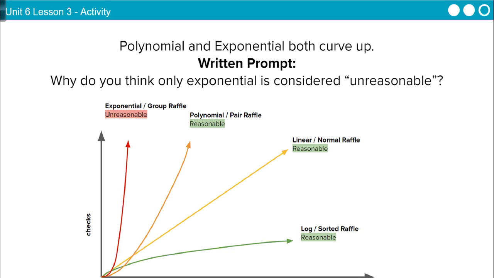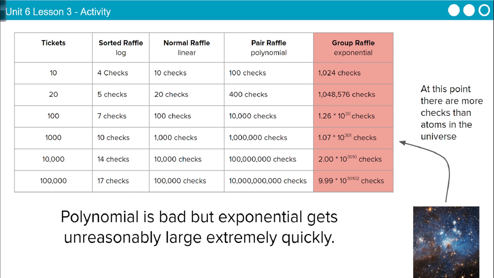Now again, computers are getting faster and faster and faster, but that doesn't mean something that can still rise at an exponential rate. It might be hard for it to still keep up with. And here's an example. Okay, so if we look at the number of tickets, we can see how many checks. So 10 tickets, sorted raffle, normal raffle, pair raffle, group raffle. So sorted raffle, 4 checks, normal raffle, again, it's going to be the same amount of checks as tickets. Pair raffle, it's polynomial, and then exponential.